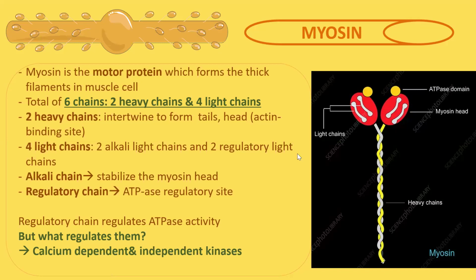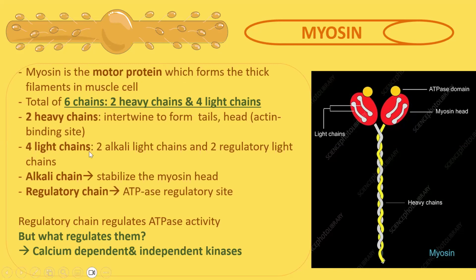Let's talk about the thick filament, which is basically just myosin. Myosin as a protein consists of 6 chains: 2 heavy chains and 4 light chains. The 2 heavy chains intertwine to form the tail and the head, and they are basically the architectural chains that make the myosin a thick thing. That's why it's a thick filament.